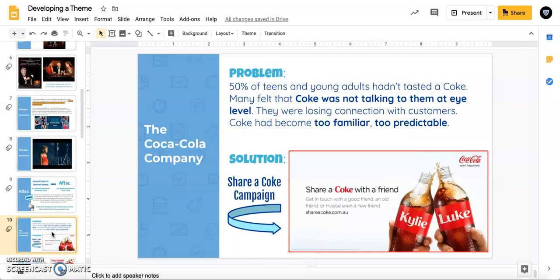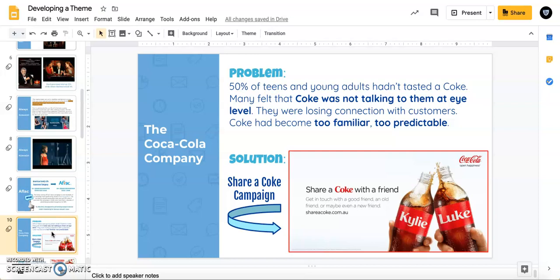All right. Last but not least, I think this is my last one. Coca-Cola. Believe it or not, they have some issues. Coca-Cola found out that 50% of teens and young adults hadn't even had a Coke before. And that was alarming to Coke, because the teens and young adults felt like Coke was just this cookie cutter brand. They were losing that connection. They were too familiar, too predictable.